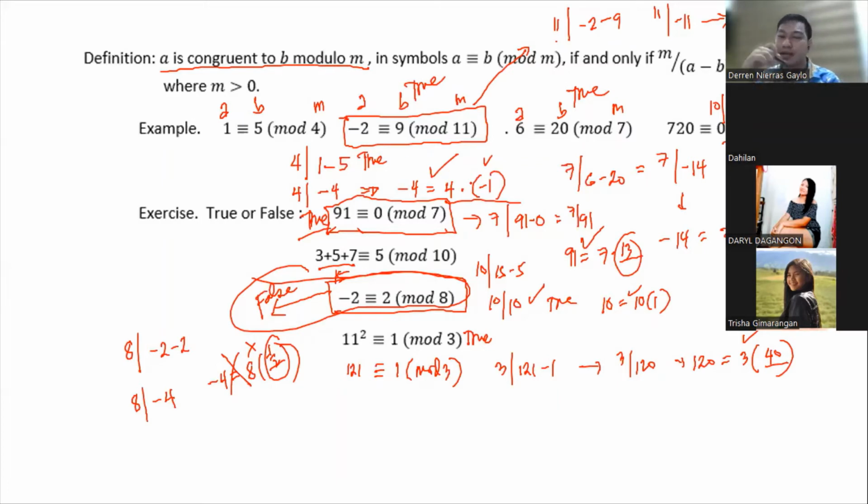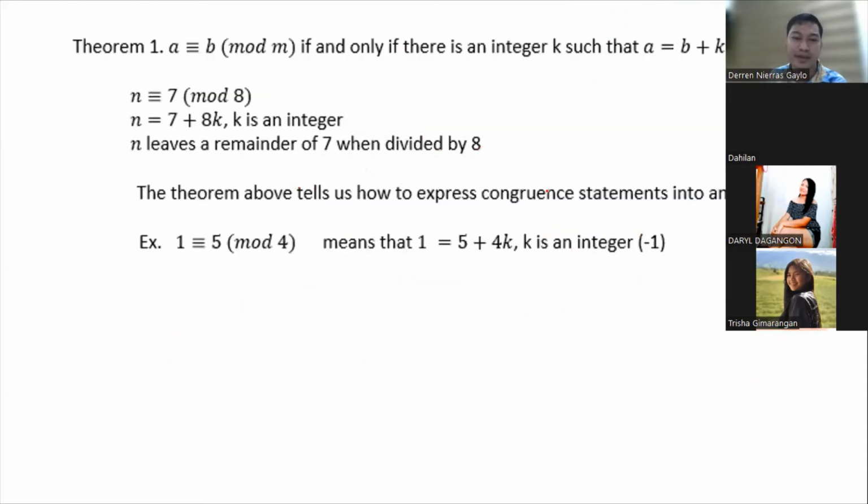So we just verified the examples making use of the definition. But now let's go deeper into congruences. Okay, we have here the first theorem. A is congruent to B modulo M if and only if there is an integer k such that A is equal to B plus km.